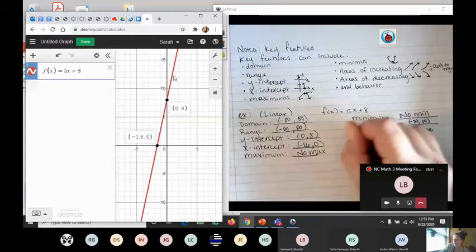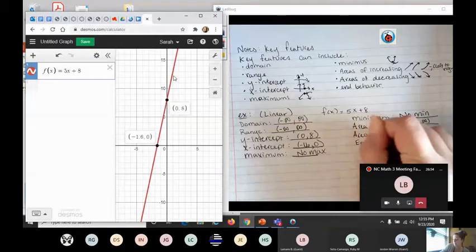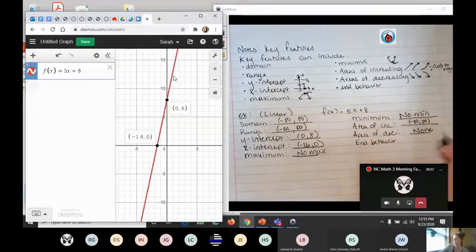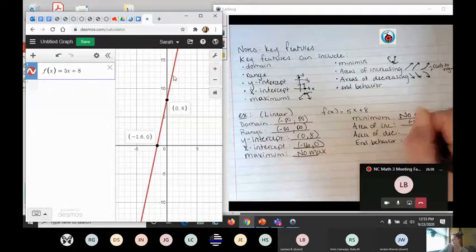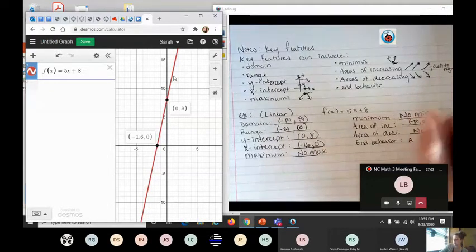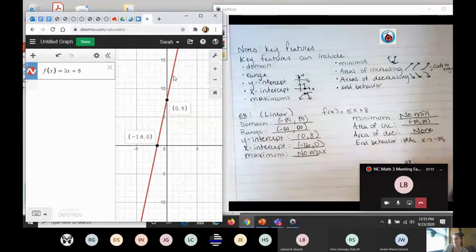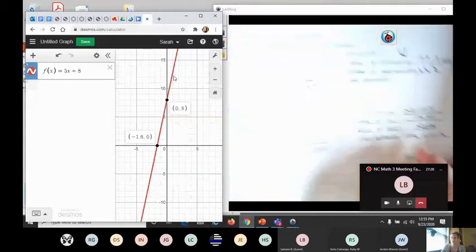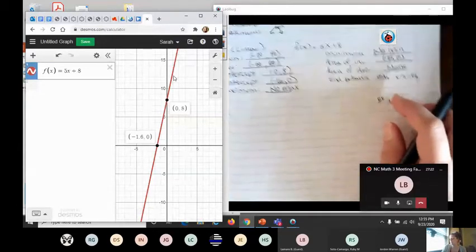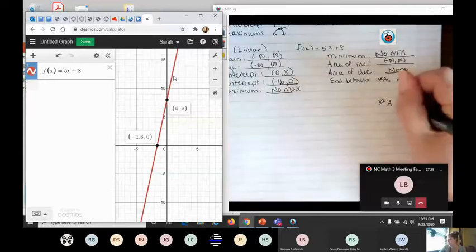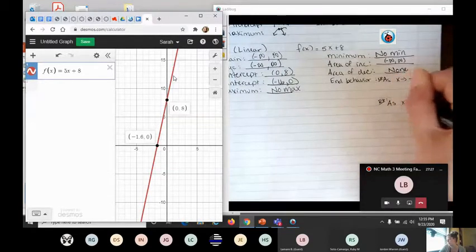And the last thing is end behavior. So we have two ends up there. We have the left side, which is as x is approaching negative infinity. And then we have the right-hand side. So this is the left-hand side. And this is the right-hand side. Okay, so the left-hand side, oops, sorry, you can't see, is going to be as x is approaching negative infinity. The right-hand side is going to be as x is approaching positive infinity.